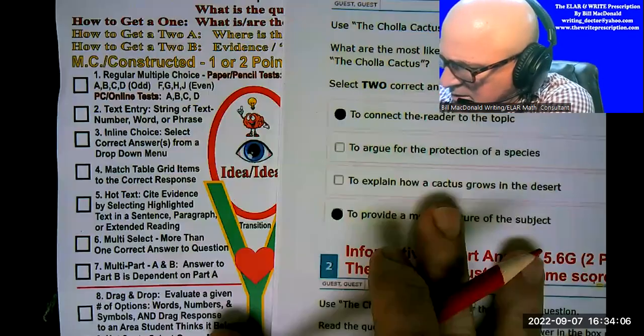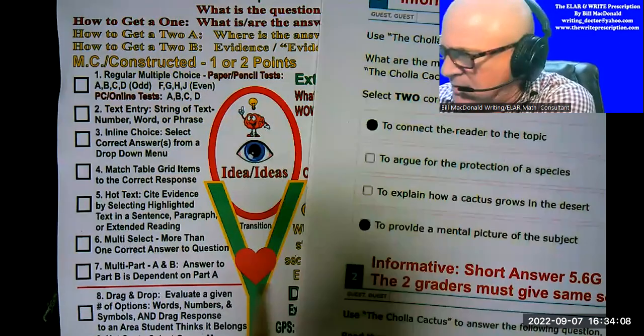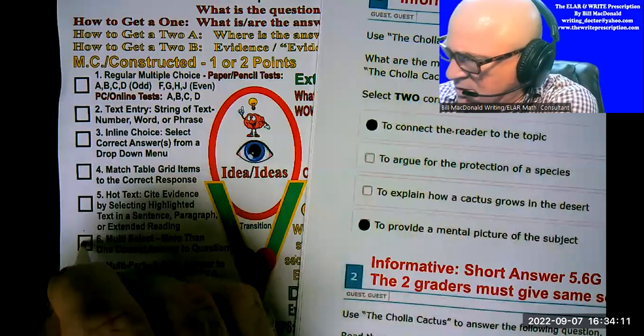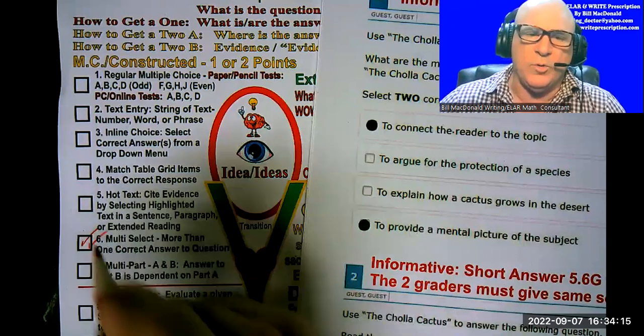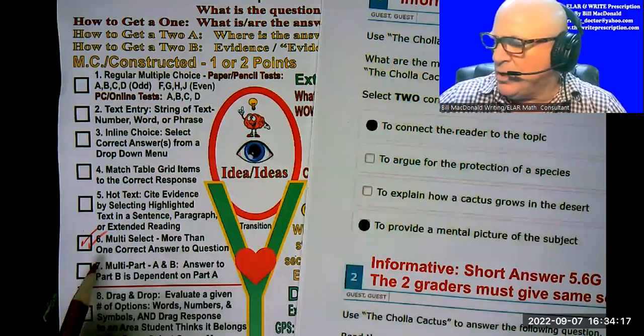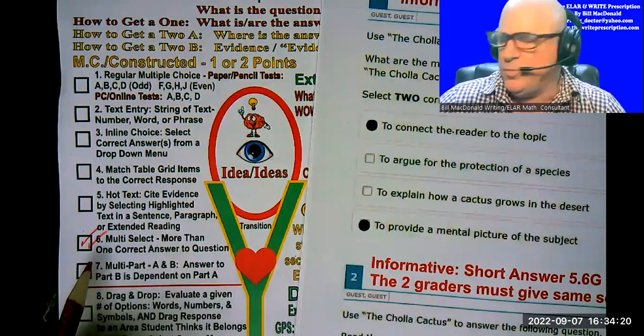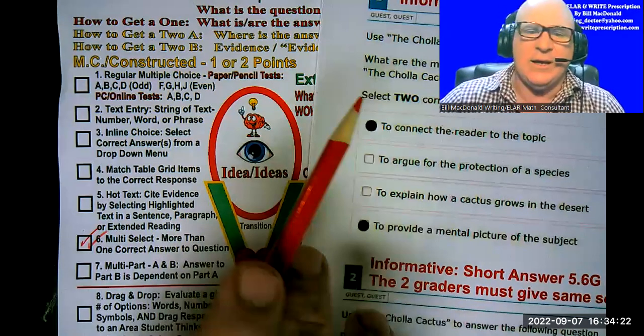multi-select, okay? Multi-select means that it's going to be worth more, 1 or 2 points. Constructed will always be worth 1 or 2 points. So let's see how it's formatted.